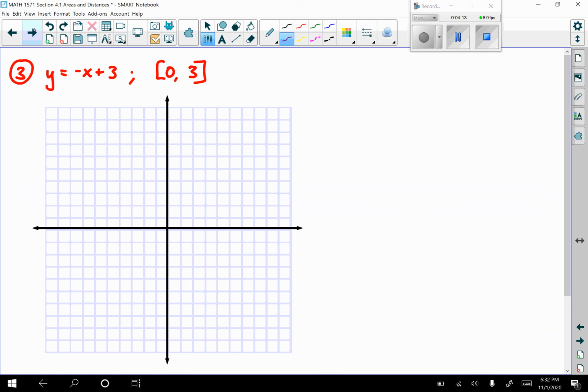All right, our next example, we're looking at y equals negative x plus 3, so this is going to graph another line. The y-intercept is 3. We have a slope of negative 1, so I'm going down 1 over 1. And we're just going from x equals 0 to x equals 3.